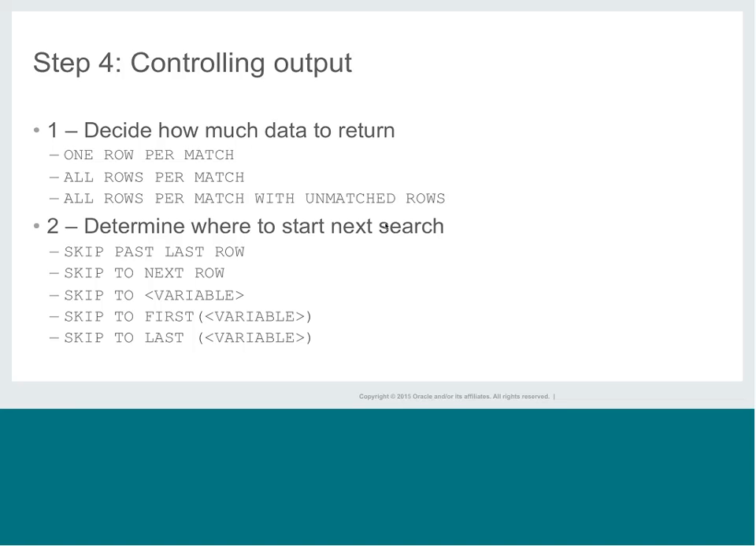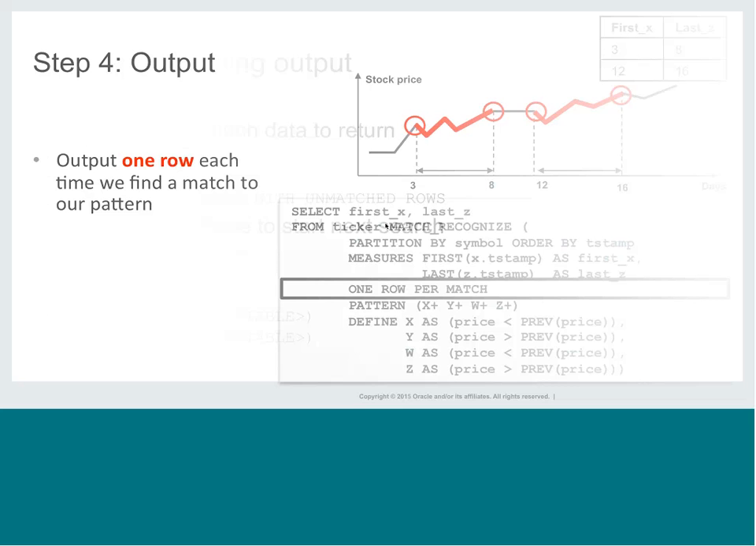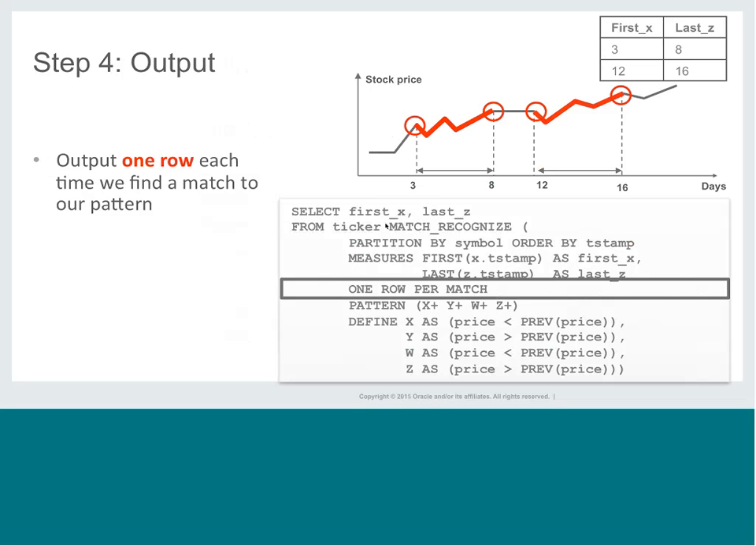Do the patterns overlap? Are they discrete? Can I jump to a specific point and bypass searching through rows for the next pattern that maybe aren't relevant, and so on? So in this case, we're actually going to output one row per match, and what you end up with is this. So I just get 3 rows back.